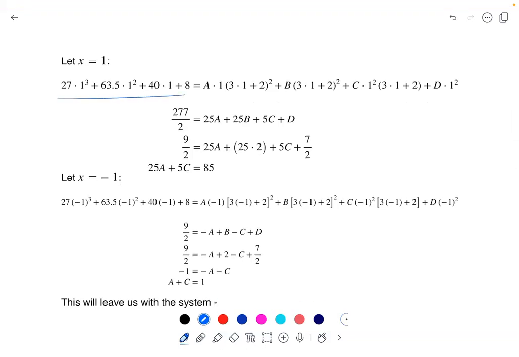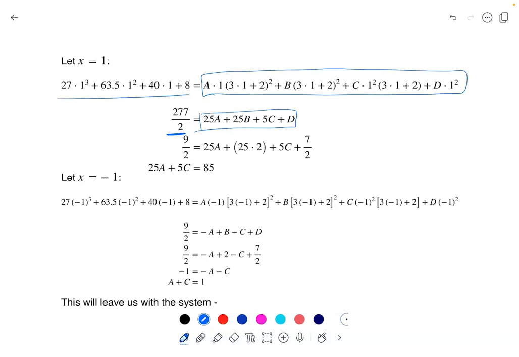So when I plug 1 into the left side, I get 277 over 2. When I plug 1 into the right side, and you see me subbing in 1 for x the whole way through, I get this, right? 25a plus 25b plus 5c plus d. Well, I know what b is. We found that to be 2. We know what d is. We found that to be 7/2. So when I plug those in and subtract those numbers over here, this is ultimately what I'm winding up with. I have an equation, 25a plus 5c. Okay, I'll just put that in my pocket for now.